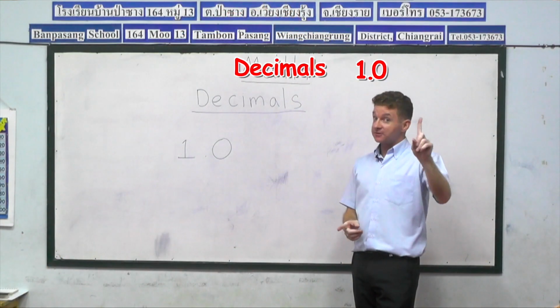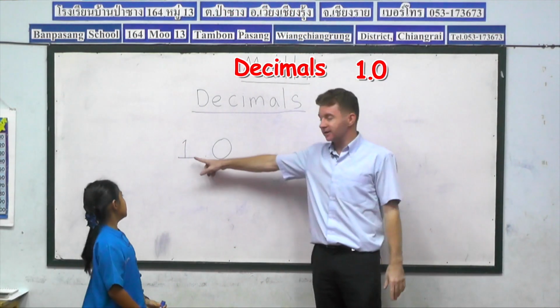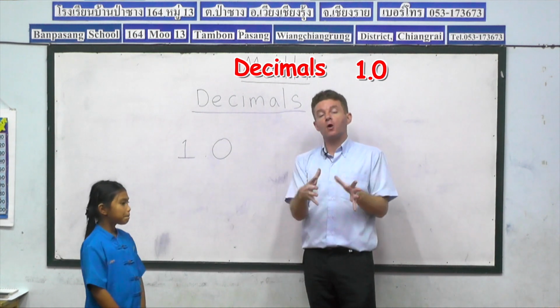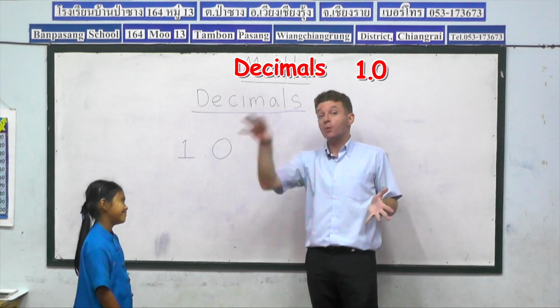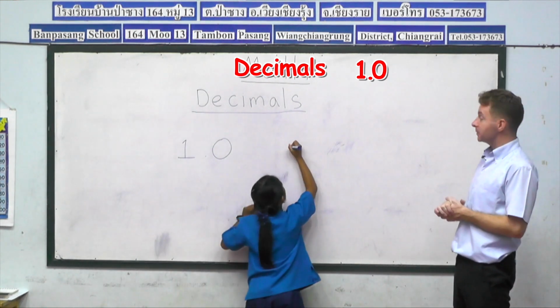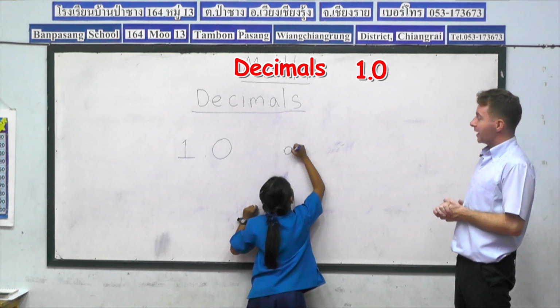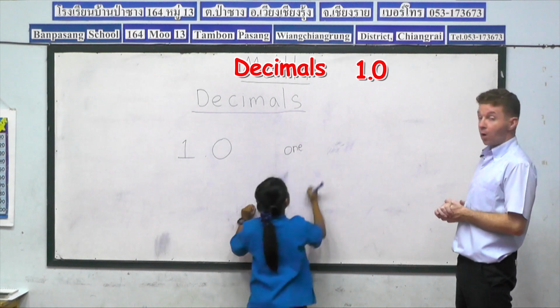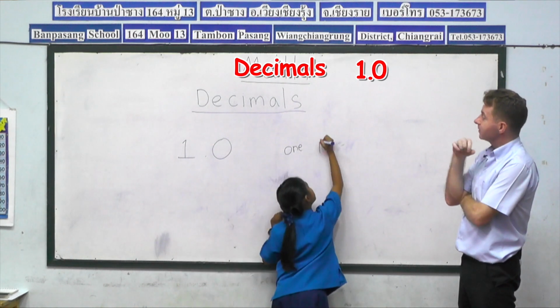So this time the zero doesn't come first, guys. What comes first? One. Because we've gone from a decimal into a whole. So now Pak Bung will show how to write this number. N, E. 1.0.